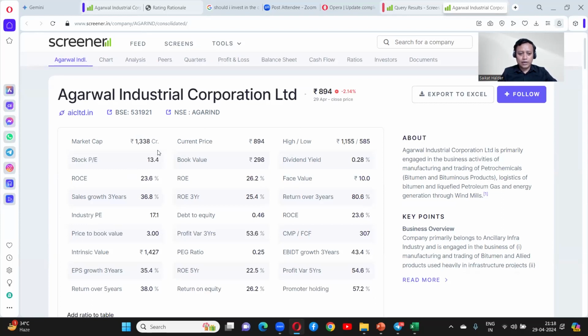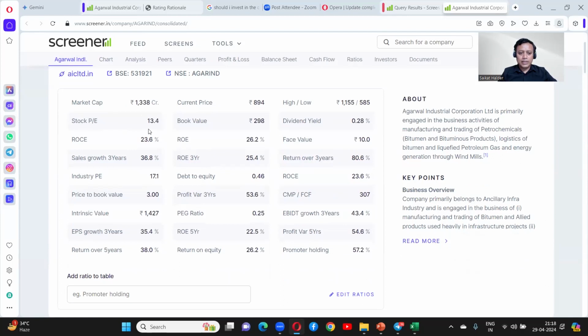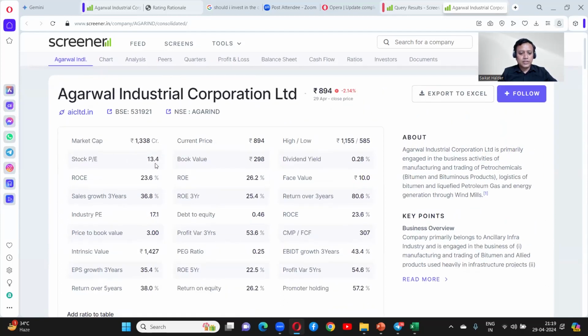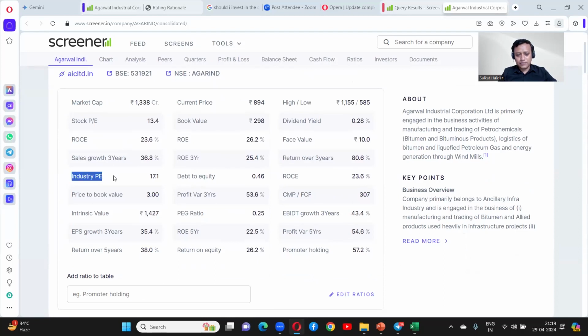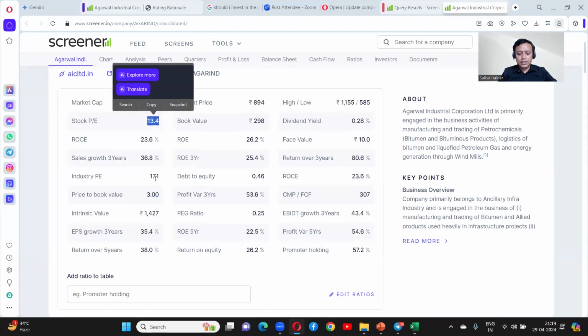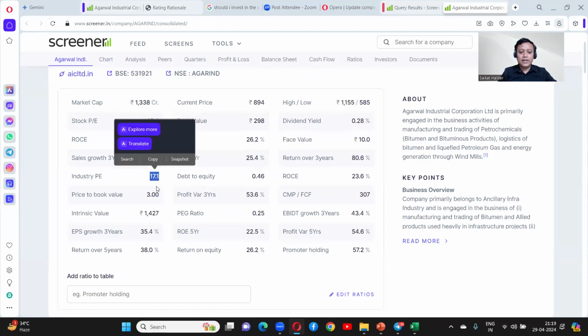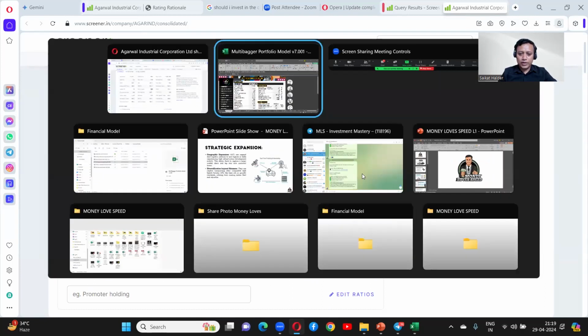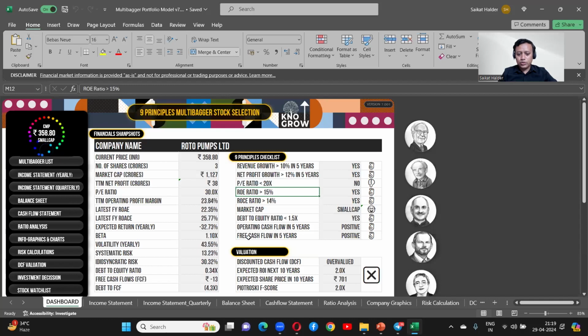So what we figured out is this is the company, and these are the company's parameters. This is the current P/E, the price to earning ratio, and I have to compare it with the industry first. If I see over here, the company is relatively undervalued. The debt to equity ratio is moderate, which is one of the parameters. These are the 9 parameters we need to see.